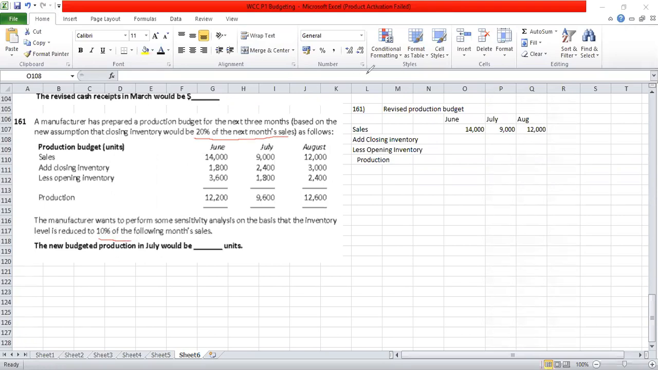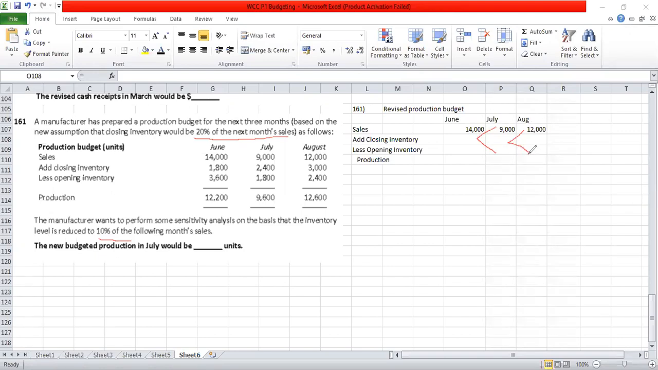So for the next month's sales, the closing inventory would be like this. The closing inventory will be 20% of the next month. So 20% of 9,000 is 1,800. Two nines are 18, so 1,800. Once there is closing inventory, we have it as opening inventory here. So it goes like this, and this is how the columns will be filled. Fine.